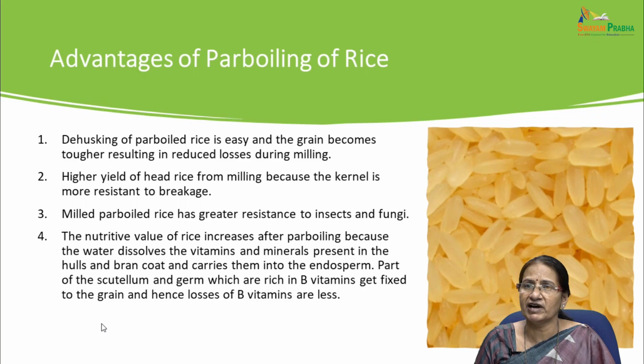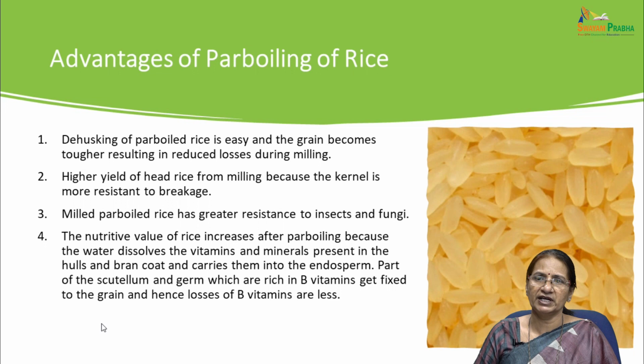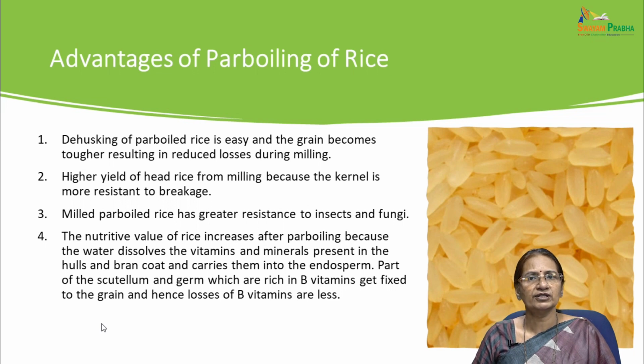The nutritive value of rice increases after parboiling because the water dissolves the vitamins and minerals present in the hulls and bran coat and carries them into the endosperm. Part of the scutellum and germ, which are rich in B vitamins, get fixed to the grain and hence losses of B vitamins are less.